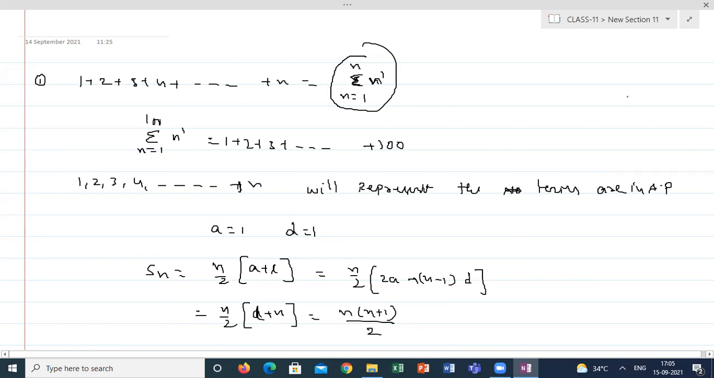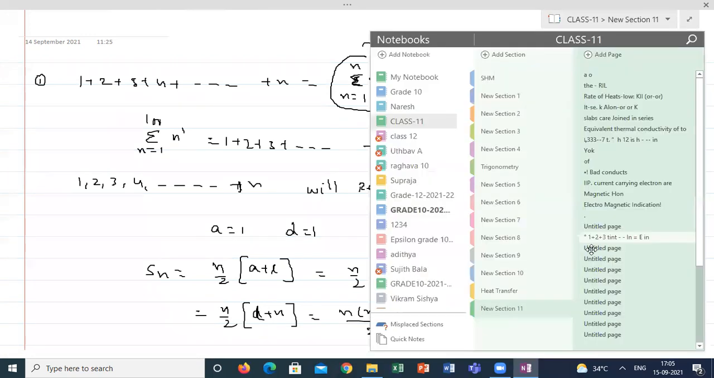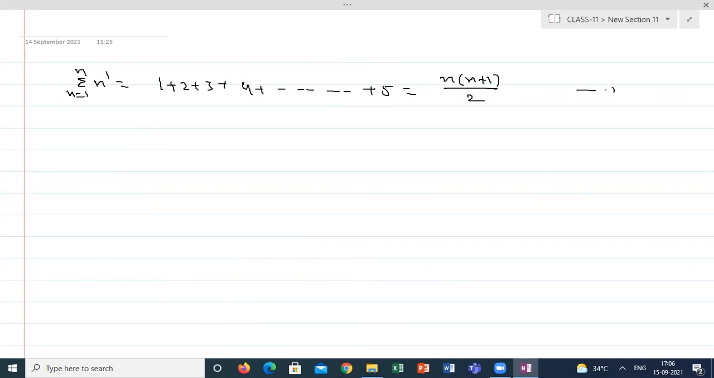It's very simple to write the sum of n terms whose power is 1. Sigma n, where n is equal to 1 to n, power 1, that is 1 plus 2 plus 3 plus 4 and so on up to n, can be written as n into (n plus 1) by 2. This is my first expression.